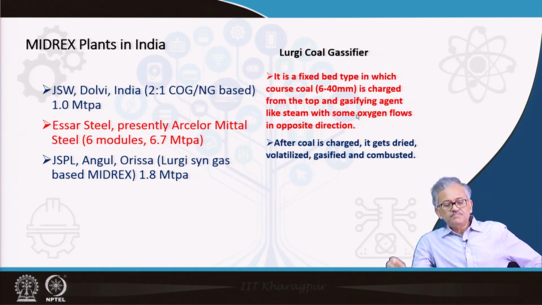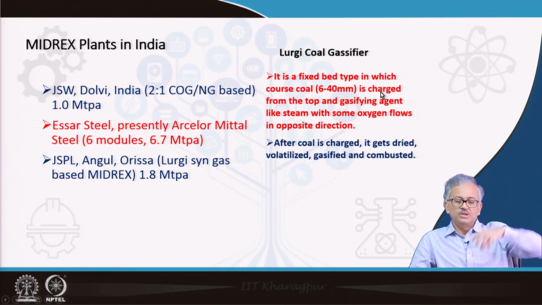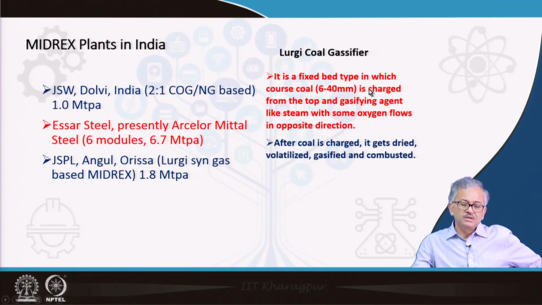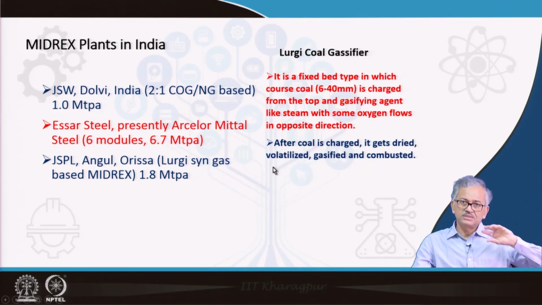So it is a fixed bed type. You charge the coal from the top with a size of 6 to 40 millimeter, and from the bottom you supply the gasifying agent like steam along with the oxygen. After the coal is charged, it gets dried, devolatilized, gasified, and the combustion also takes place. Everything takes place in the reactor.